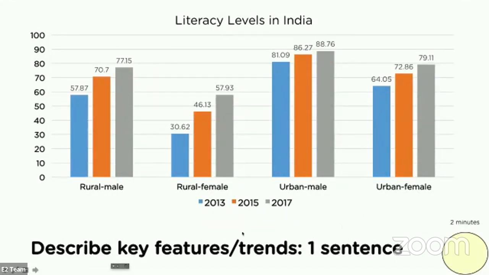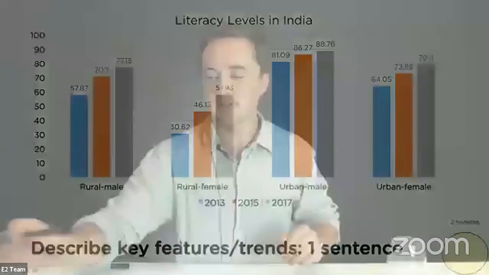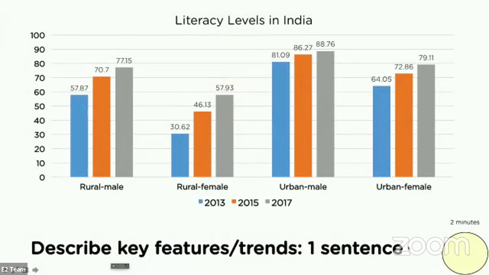So I want you to write, you don't need to put all three of those bits of information into your sentence. Maybe just put one or maybe try and put two. You can choose two. Maybe you can do three. Anyway, you have 2 minutes to write your general overview, you describe the key features or the key trend in 1 or 2 sentences max.